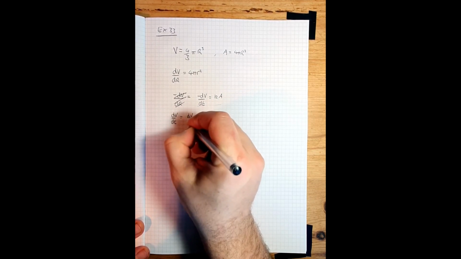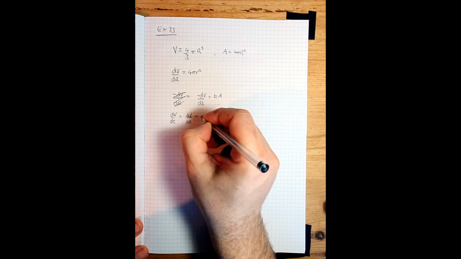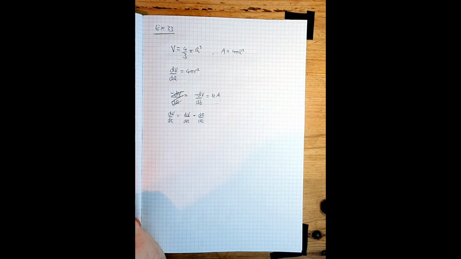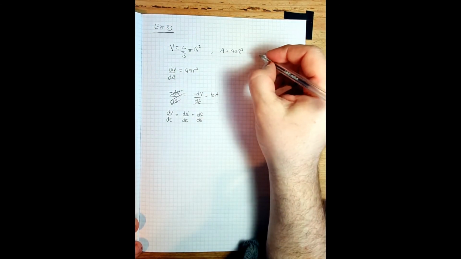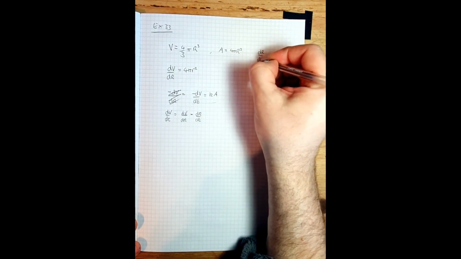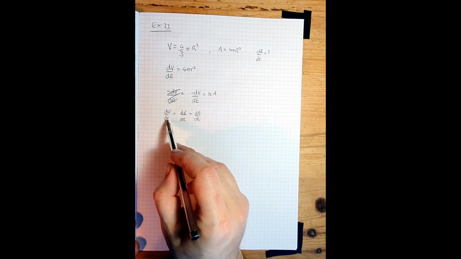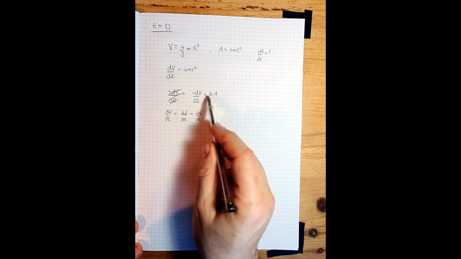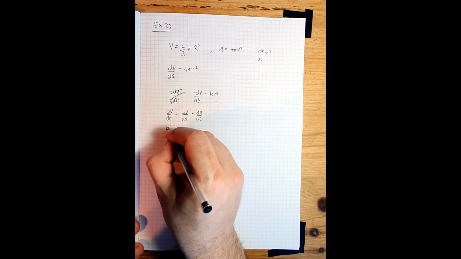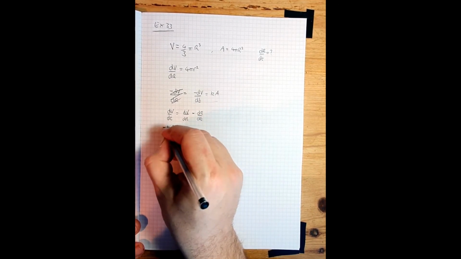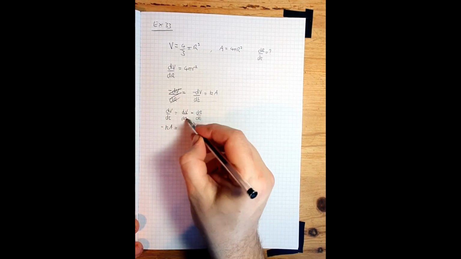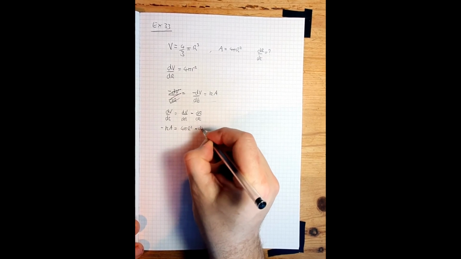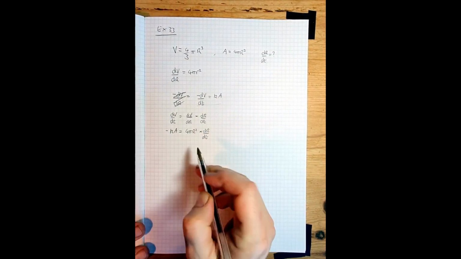is dV dr times by dr dt, and dr dt is what it wants. dr dt is what the question wants. dV dt, well, hang on a minute, that's minus kA. So minus kA equals dV dr, 4 pi r squared, times dr dt.